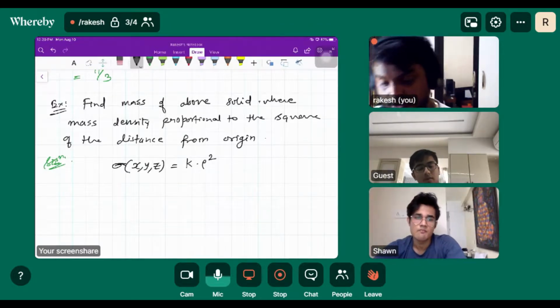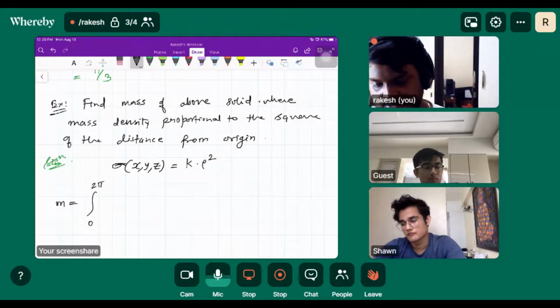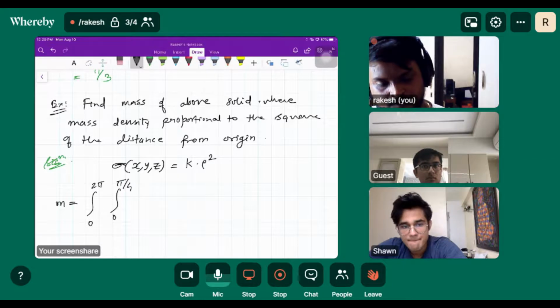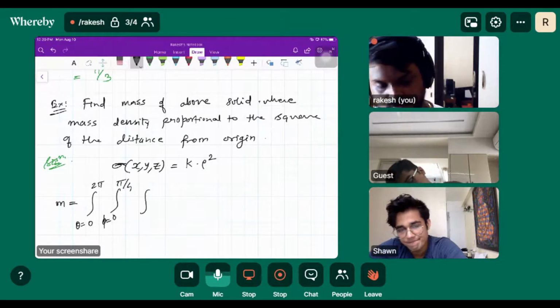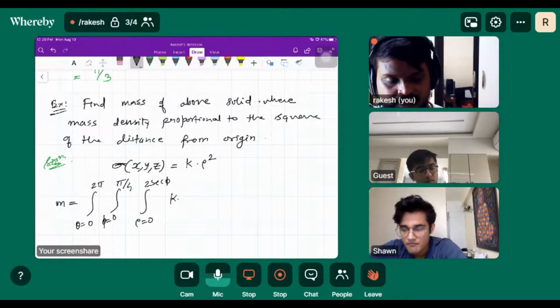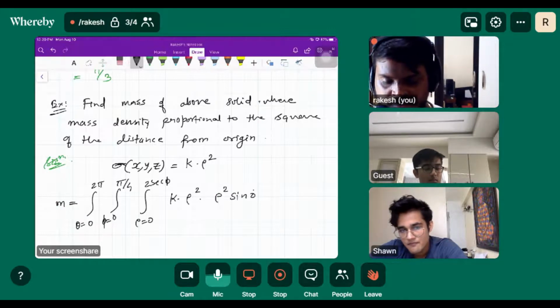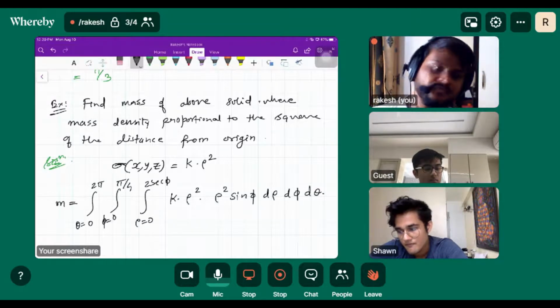Okay, fine. Now the mass of the above solid will be 0 to 2 pi, 0 to pi by 4. We know all this, the limit of rho is 0 to 2 sec phi. If we are finding the mass, we should write the mass density function just after this, right? So that is K rho square sine phi d rho d phi d theta, isn't it?